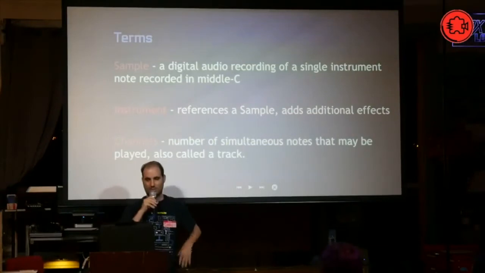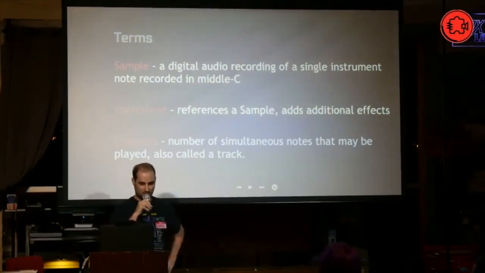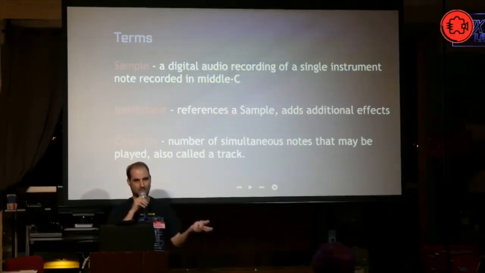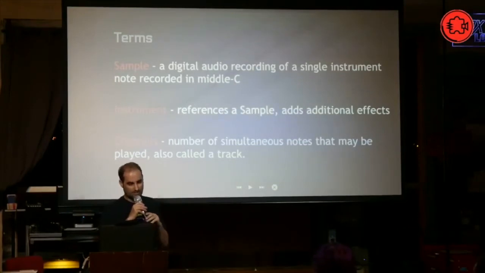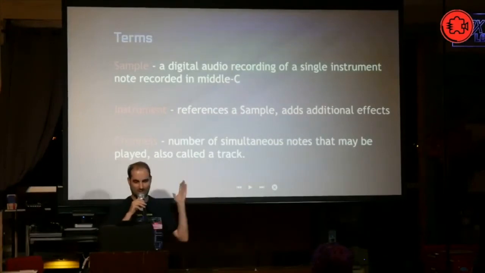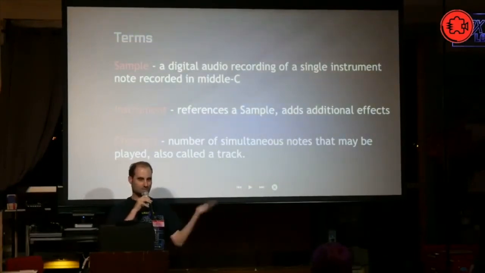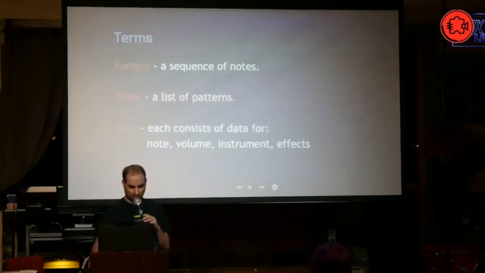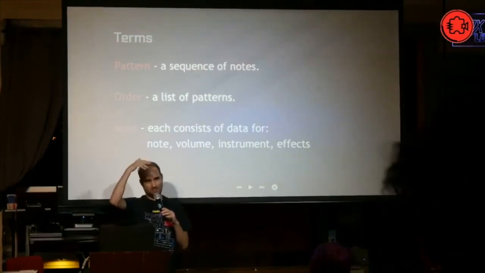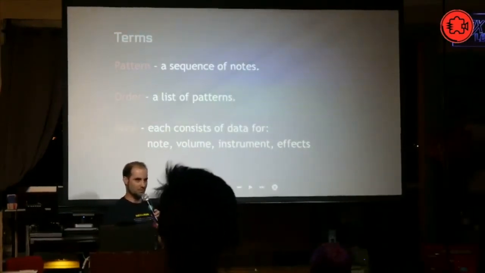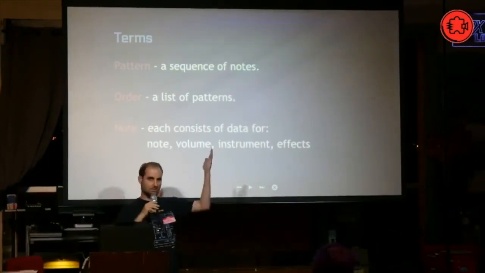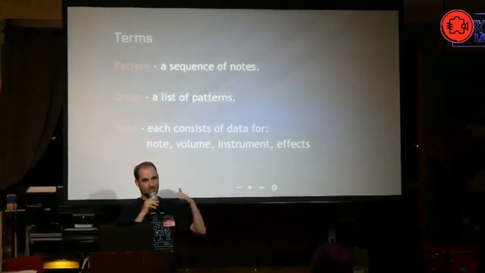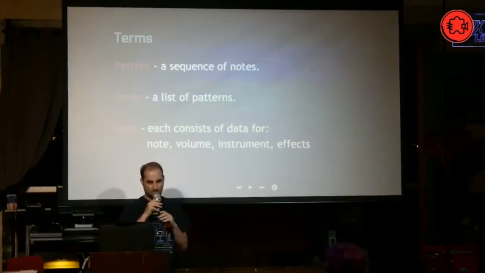So there's some terminology related to mod files. A sample is a digital audio recording, a single instrument recorded in middle C, and an instrument is basically the same thing as a sample. It's just that you can have multiple instruments that reference the same sample, and they have special effects applied to them. A channel in mod language is not talking about left and right channels. They're talking about simultaneous notes played at one time. So the original mod format can only allow for 4 channels, while later formats allowed for more. A pattern is a sequence of notes, sometimes 64 notes, but it could vary. And an order is where you place all the patterns in a certain order, and then sometimes you can repeat the same sequence of notes over again if you wanted to.